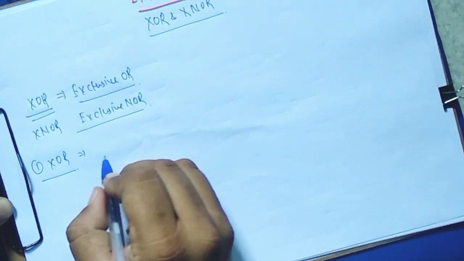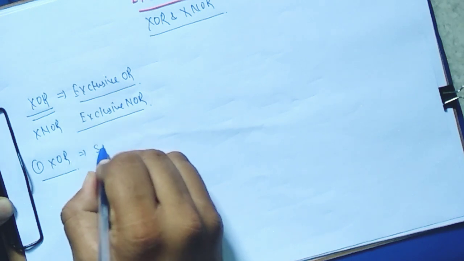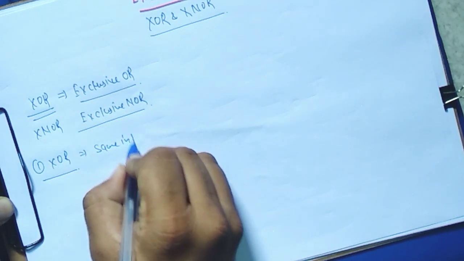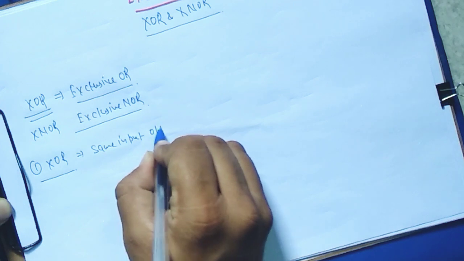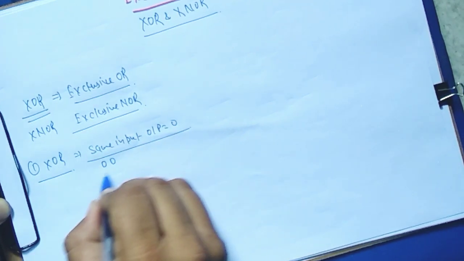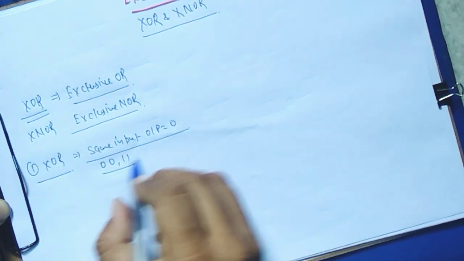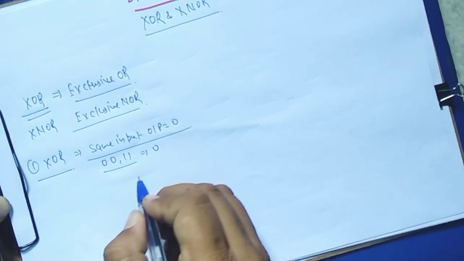In the same input, the output will be 0. Same input means 0 0 and 1 1. In the same input, the output will be 0.